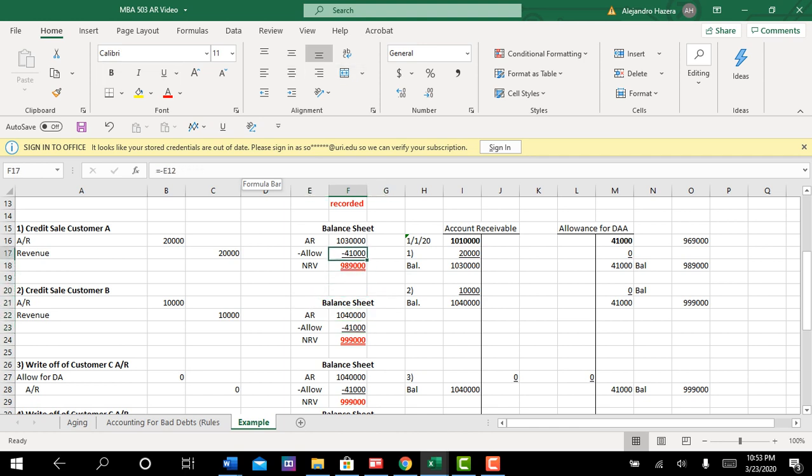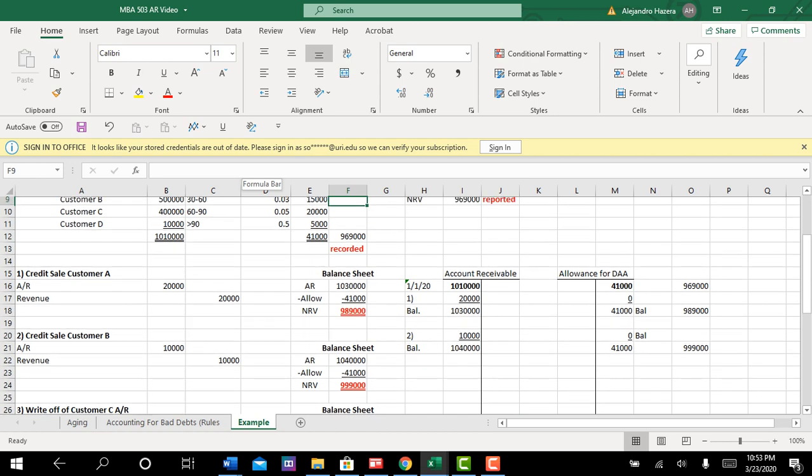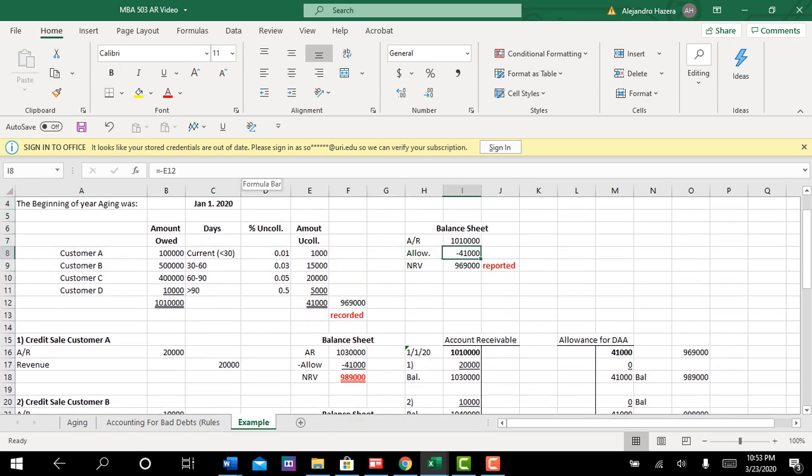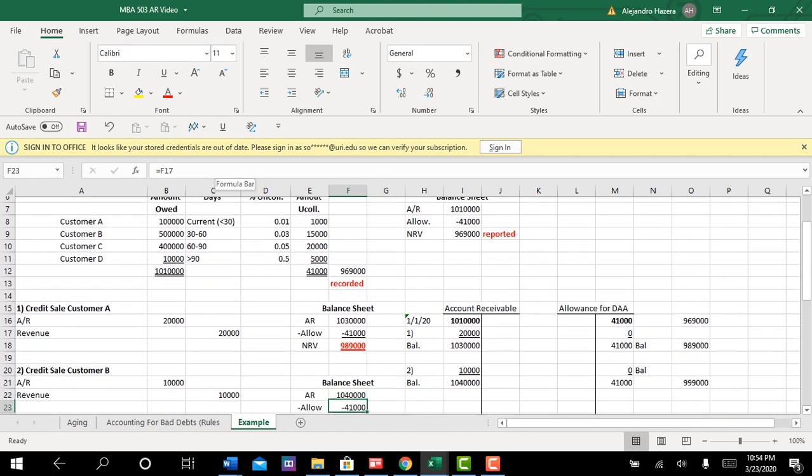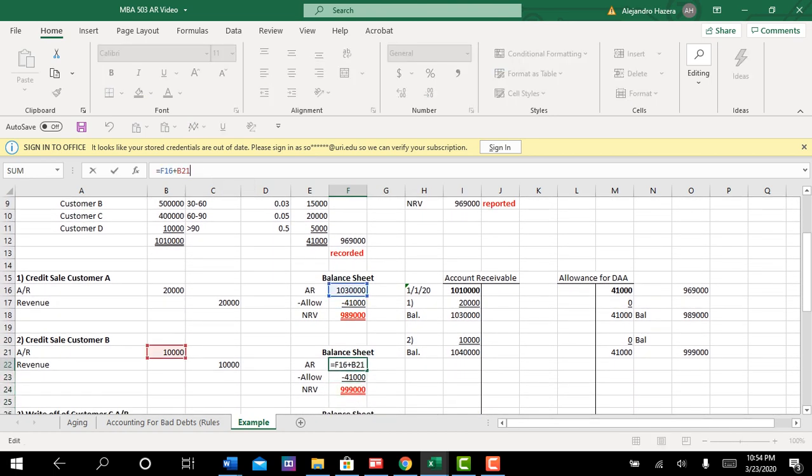The allowance stayed the same because after this entry right here, after entry 2, there was no entry to the allowance account. So the allowance account has stayed the same all through this process. So far, we've had 2 credit sales, one for 20,000, which increased our accounts receivable by that 20,000, and then another credit sale for 10,000, which increased our accounts receivable by that 10,000.